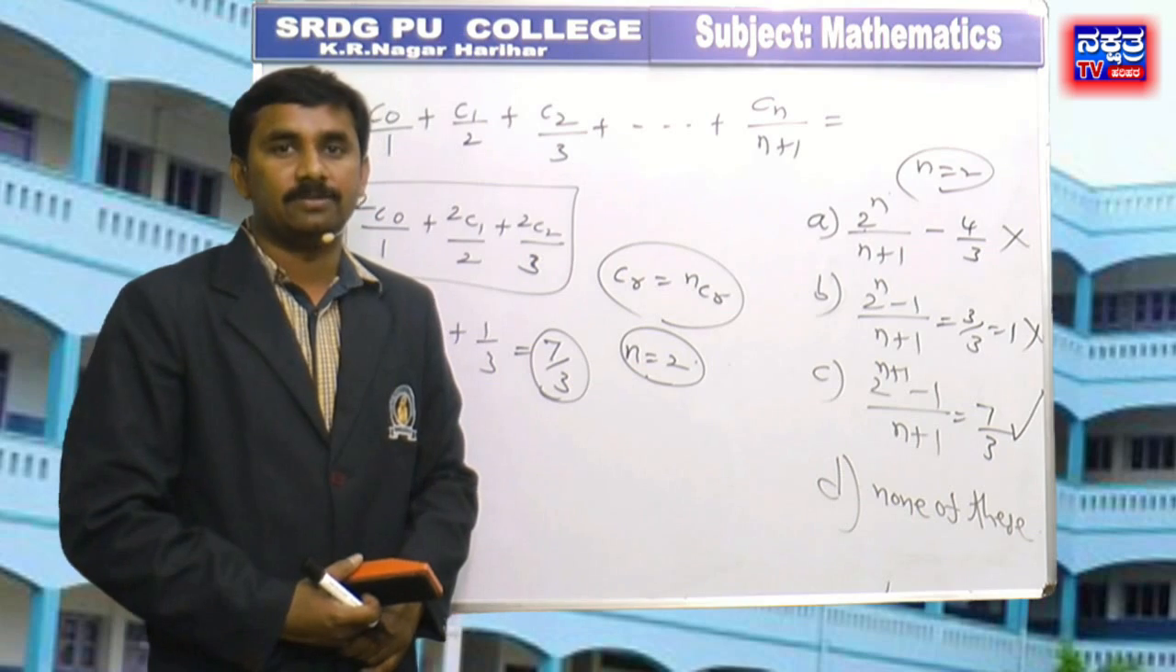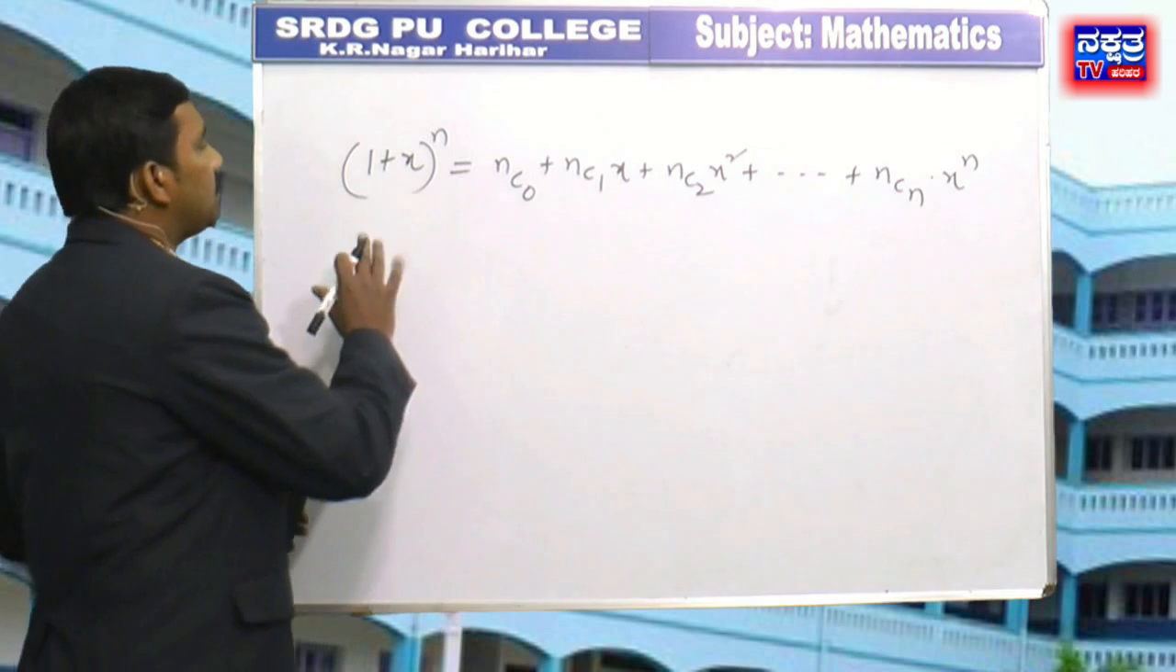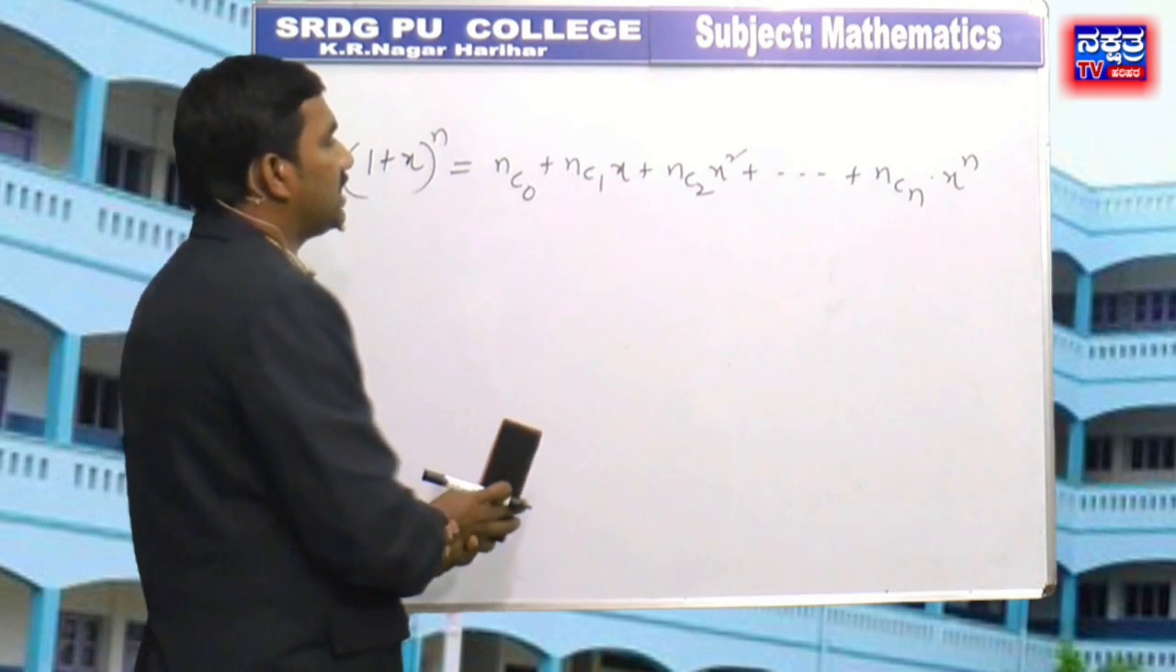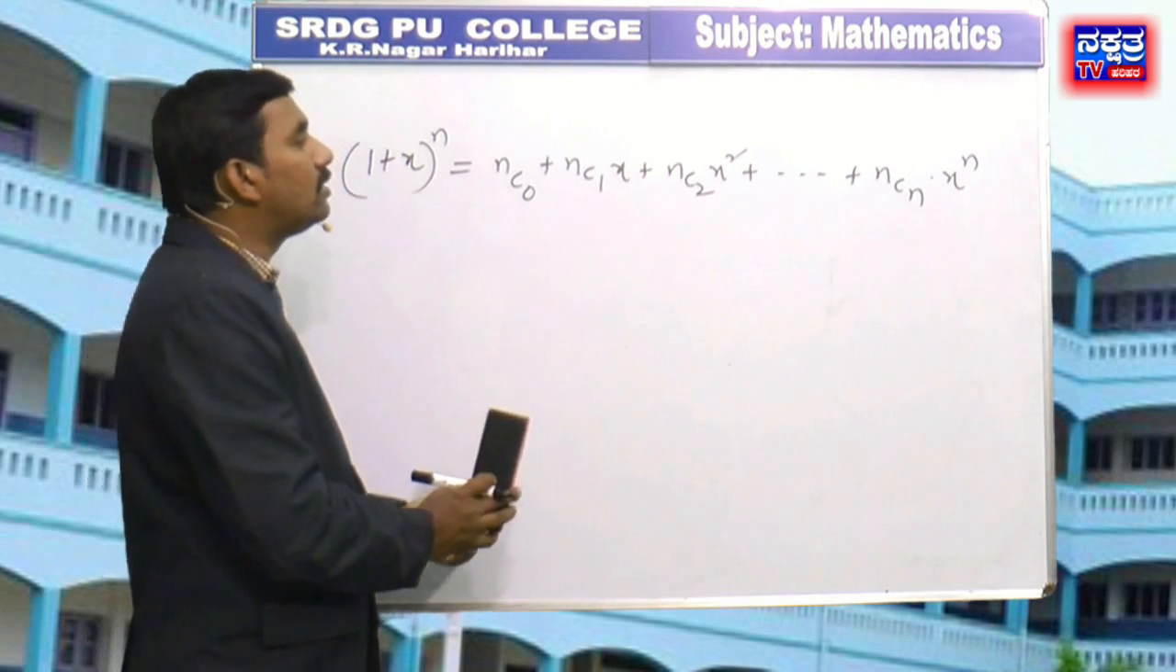What's the next question? In the expansion of 1 plus x whole power n, the sum of coefficients of odd powers of x is: option A 2 power n plus 1, option B 2 power n minus 1, option C 2 power n, option D 2 power n minus 1. What's the board? Students, 1 plus x whole power n is nC0 plus nC1 x plus nC2 x square plus so on up to nCn x power n. All of you know this one very well.